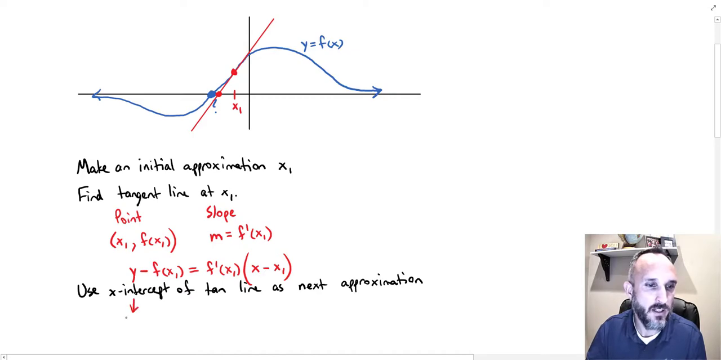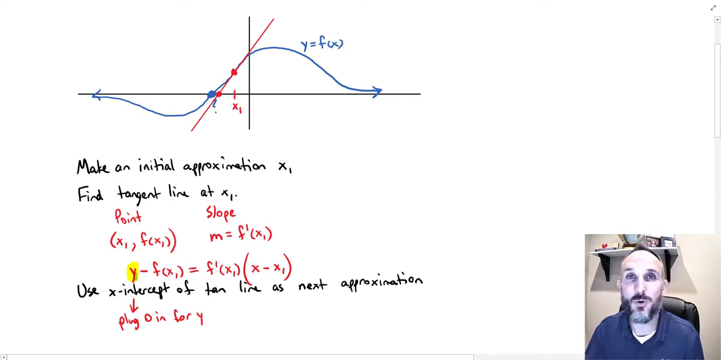So to find an x-intercept, what we do is we plug 0 in for y in the equation of the line. Well, here's the equation of our tangent line right here, and we're going to plug 0 in for y, and then we're going to solve for x. And solve for x, okay?